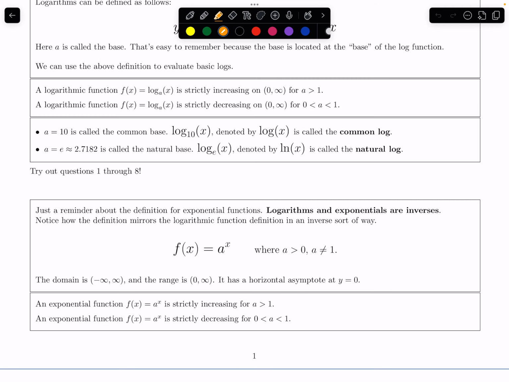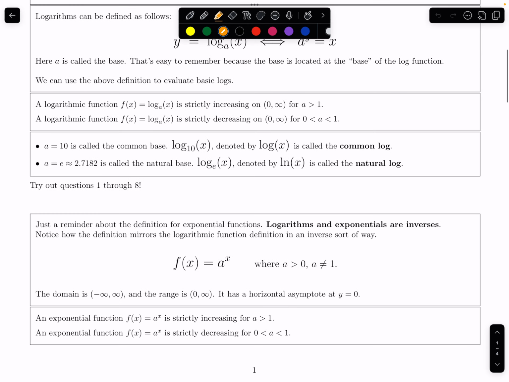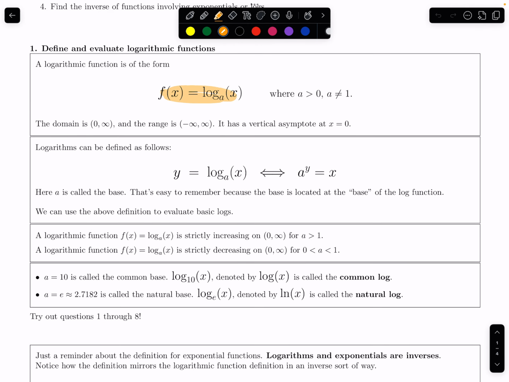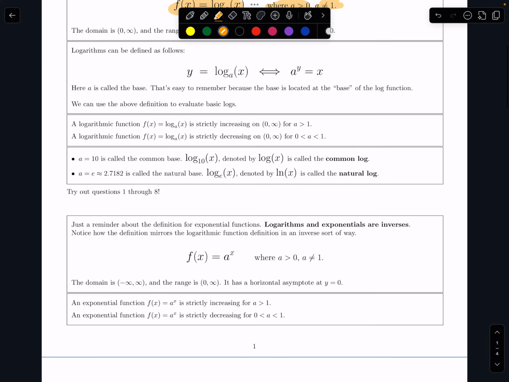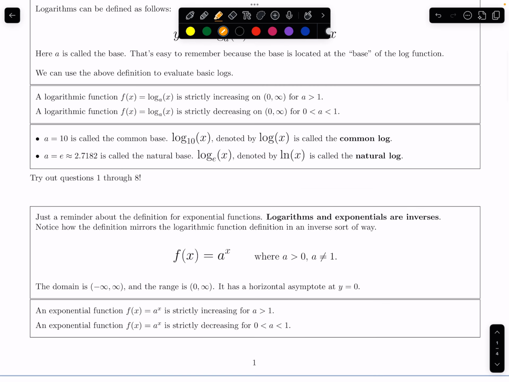So, in the definition for logarithm up above, we had f(x) equals log base a of x, where a is bigger than 0, a can't be 1, right? I just wanted to point out that remember the definition for exponential functions, where f(x) equals a to the x? We also had the same stipulations, right? a is bigger than 0 and a cannot be 1.